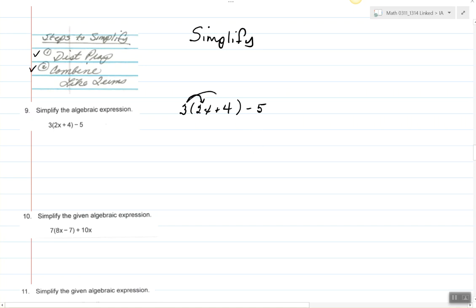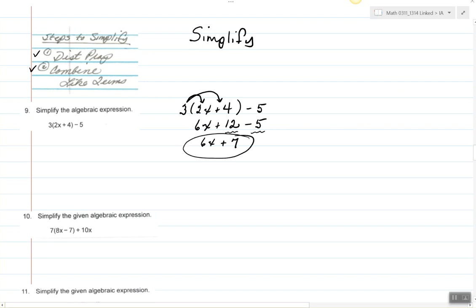The distributive property is called for. 3 times 2x is 6x. 3 times 4 is 12. And I have a minus 5. Step 2 says combine like terms. Well, I have constants. Constants are alike. Use the sign in front of them. That's a positive 12 and a negative 5. I'm going to subtract to get 7. So this is equal to 6x plus 7. Because the bigger one was positive, the sign on the 7 is positive.